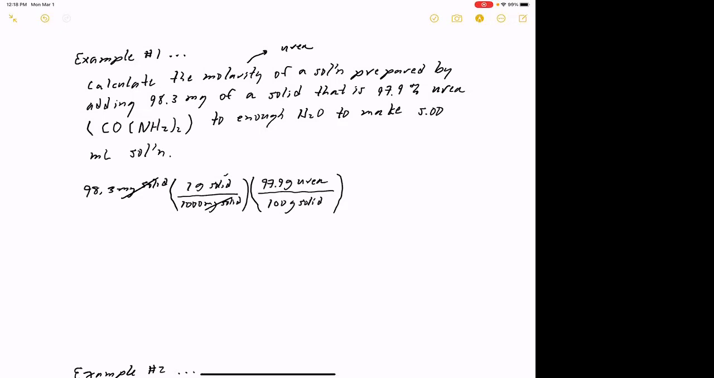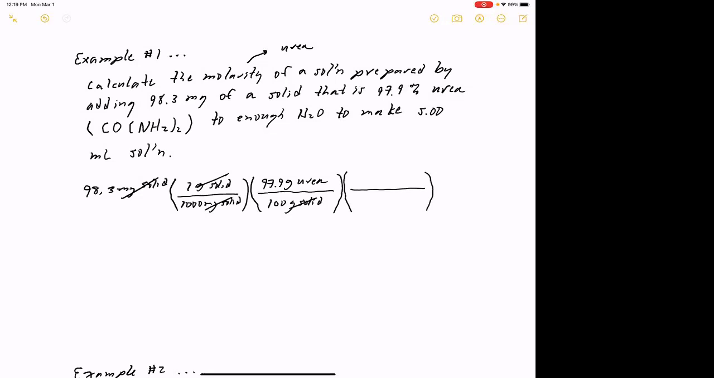Okay, so notice that grams of solid will cancel with grams of solid. So essentially, I'm just introducing a mass percent there. All right, so now I've got grams. I need to get to moles. Now I can do that because I give you in the problem a molar formula. This is actually a molecular formula of urea. It's the CONH2 taken twice.